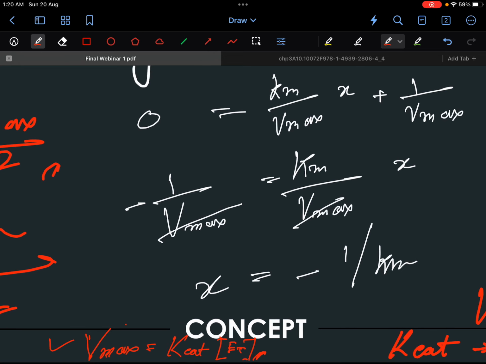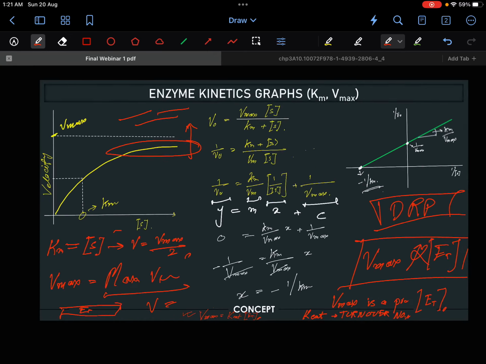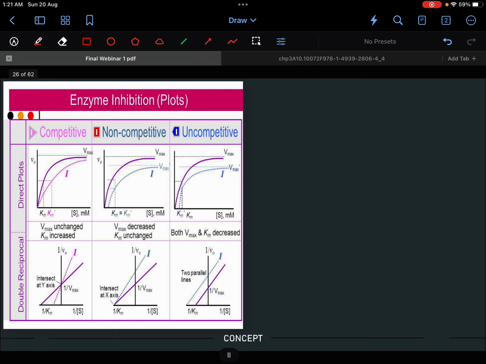What is the take home message from this equation? The take home message is Vmax is a property of the concentration of the total enzyme present before the reaction was started. Okay, so that was the key concept. So let's start with inhibitions.